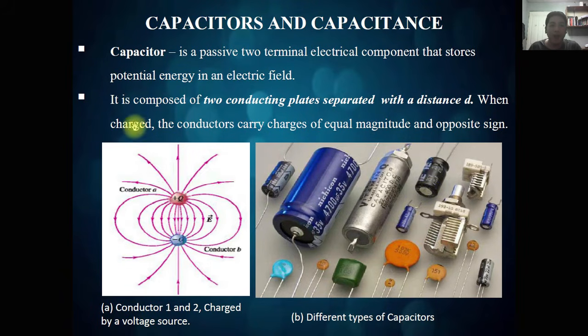When charged, the conductors carry charges of equal magnitude but opposite sign. This should be the typical scenario wherein we have a positive charge here and a negative charge here. There is an electric field in between, and they are separated by a distance d. You can think of this small positive Q and negative Q as the charge on the conductors.